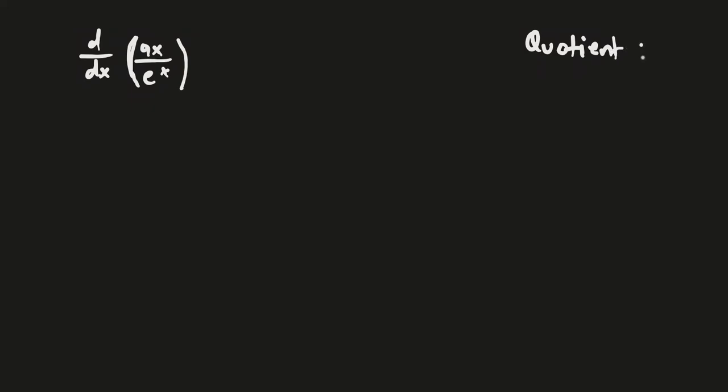Okay, so let's say that I wanted to find the derivative of 9x over e to the power of x. So how would I do this? In order to do this, I'm going to require the quotient rule. So I'm going to require knowledge on the quotient rule. This is one of the differentiation rules that we need to know.